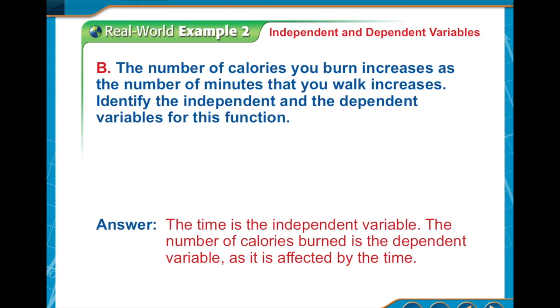If we think about it, it makes sense that time is independent, right? Anytime you see time, it is always going to be the independent variable. Time doesn't depend on anything else. Time is just time. Now, in this case, the number of calories you burn is dependent on how long you're walking, right? So the longer you walk, the more calories you burn. So the number of calories has to be the dependent variable. The time, though, is always independent. We don't control time. Time just goes on its own. But the number of calories depends on how long you exercise, how long you walk. So those are those two variables.